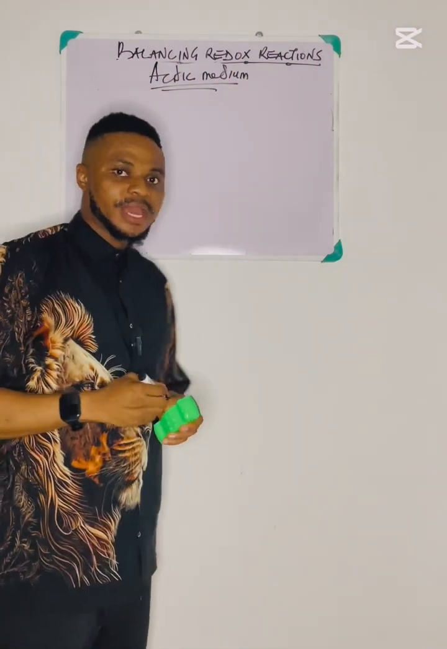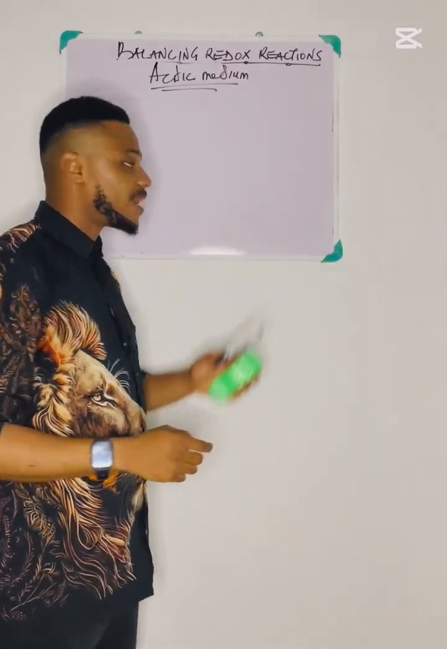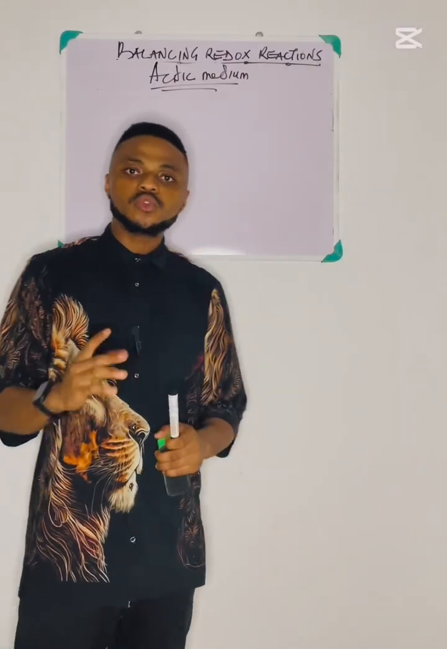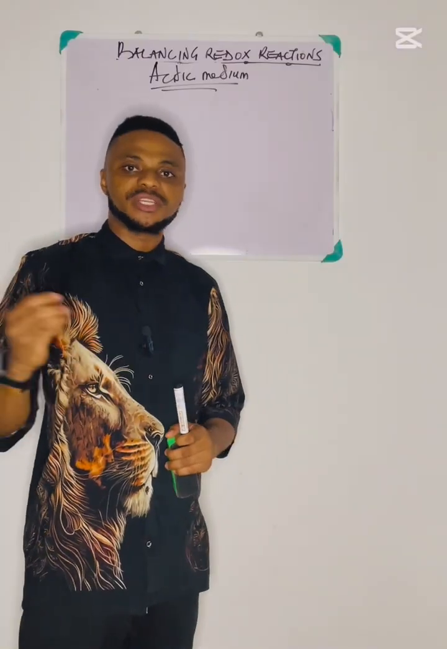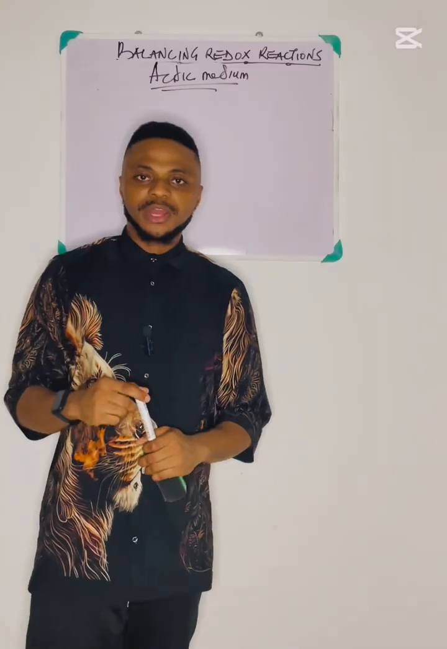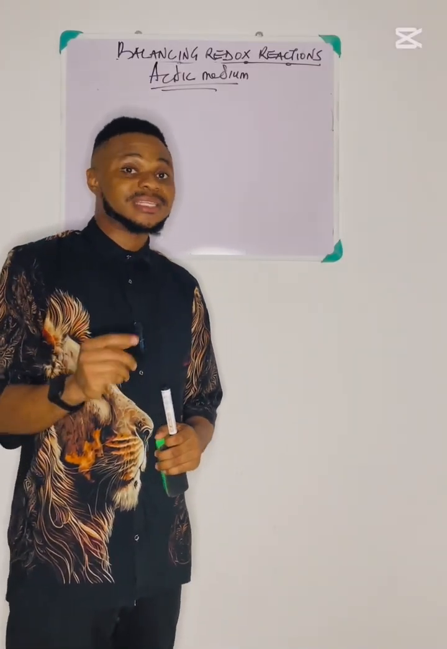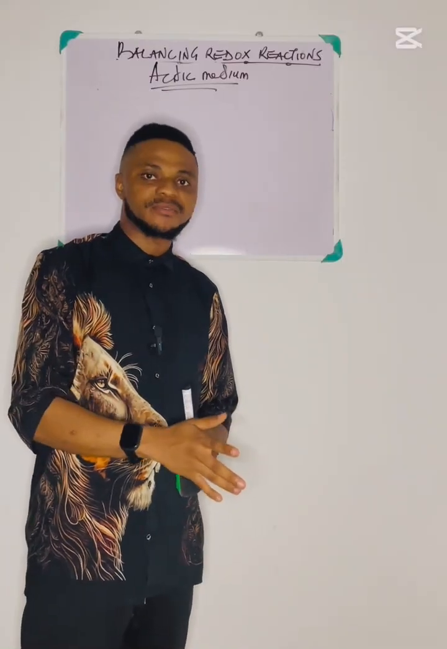So basically, there are rules which we must follow in order to balance reactions in an acidic medium. The first rule is to divide the reaction into two half cell equations. Now, these two half cell equations are the oxidation reaction and the reduction reaction. Secondly, we balance atoms other than oxygen and hydrogen. That is, atoms that are not oxygen and that are not hydrogen. We have to balance them first.